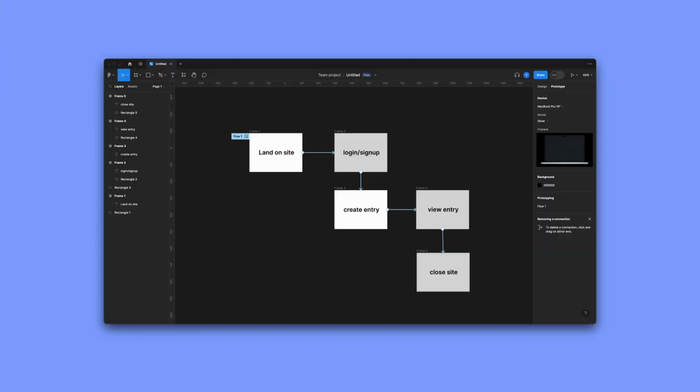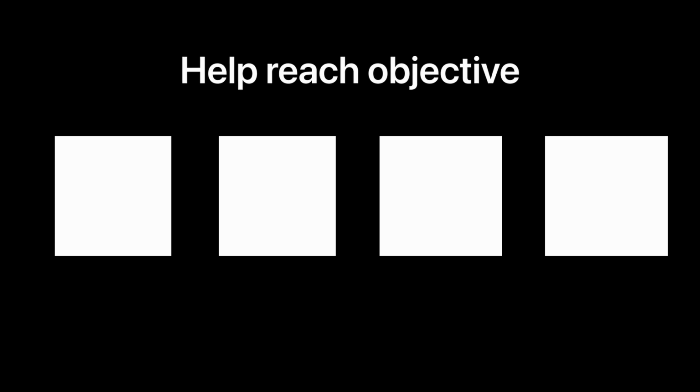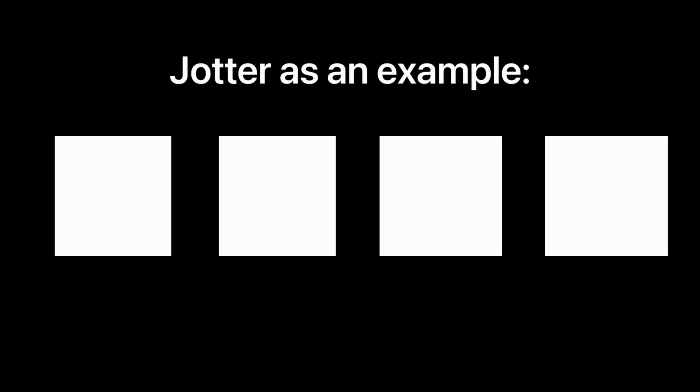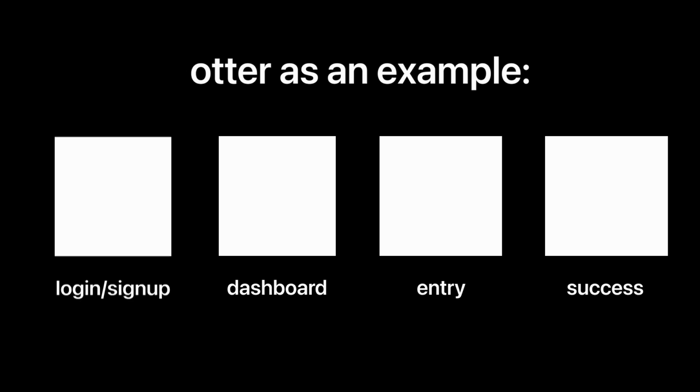From our user flow diagram, we need to create corresponding screens or pages. Each of these screens is supposed to help the user reach the key objective they came for. For me, users need to add a journal entry. So there's a login page, dashboard page, a journal entry page, and potentially a success page.